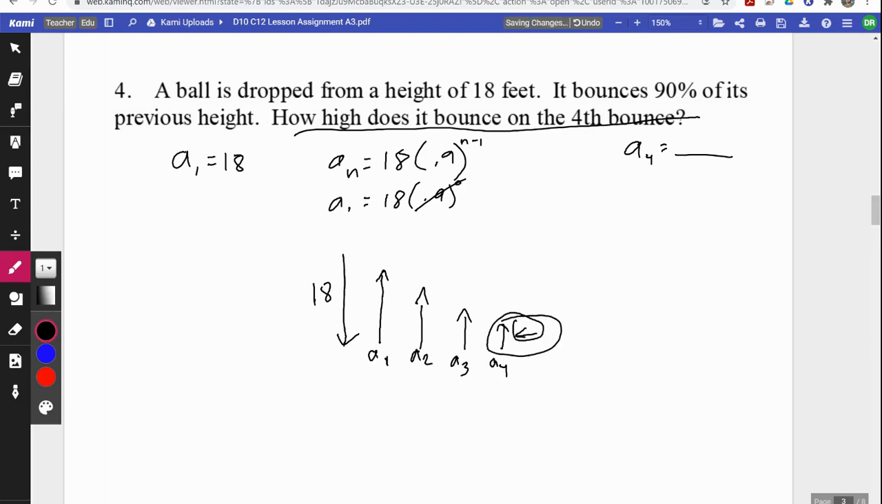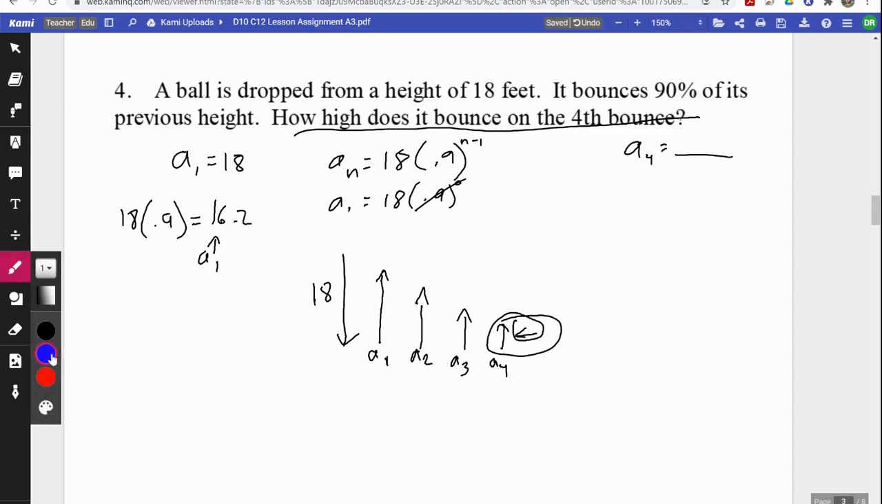And if that's the case, then a sub 1 shouldn't be 18. A sub 1 should be how high it goes after its 90% is applied once. So that's kind of the way I'm viewing this problem. So all that means there really is that I'll find 18 times 0.9, this will be the first bounce. And it is 16.2.